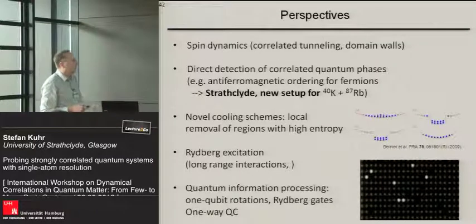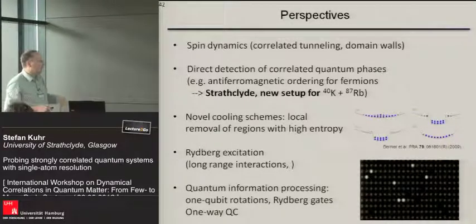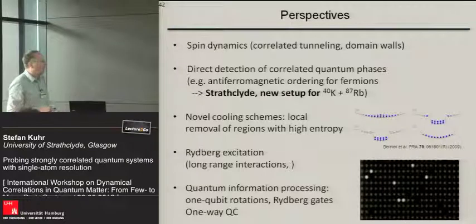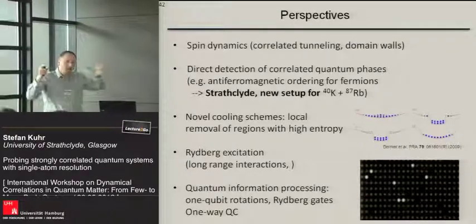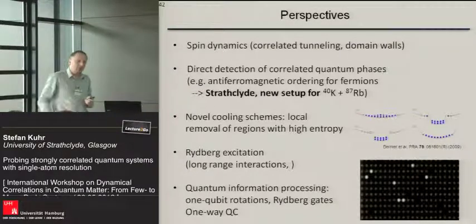One can use the local addressability to implement novel cooling schemes, and also the possibility of generating and projecting arbitrary light fields to deterministically remove regions with high entropy. There's also the possibility, which we have explored and are still exploring in Munich, of exciting atoms to Rydberg states, exploring long-range interactions, and observing crystalline ordering of the Rydberg excitations, not to mention the huge possibilities this system offers for quantum information processing, as we have a huge array of individually addressable quantum bits.